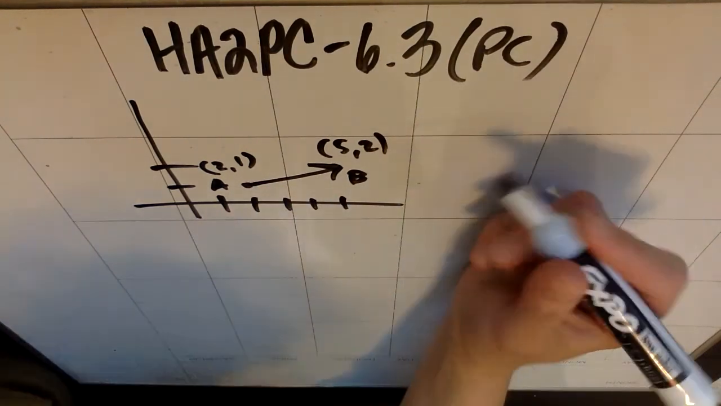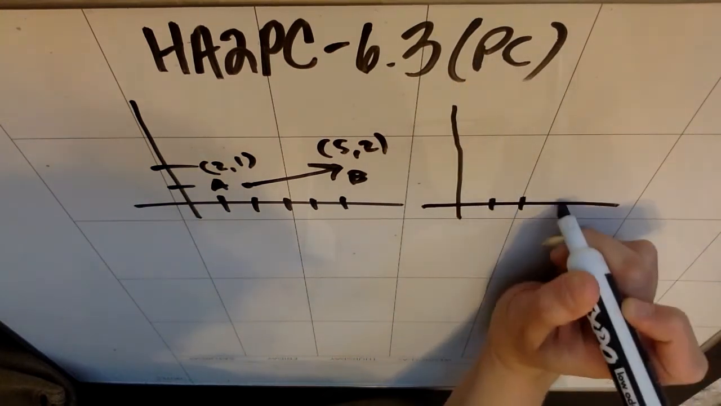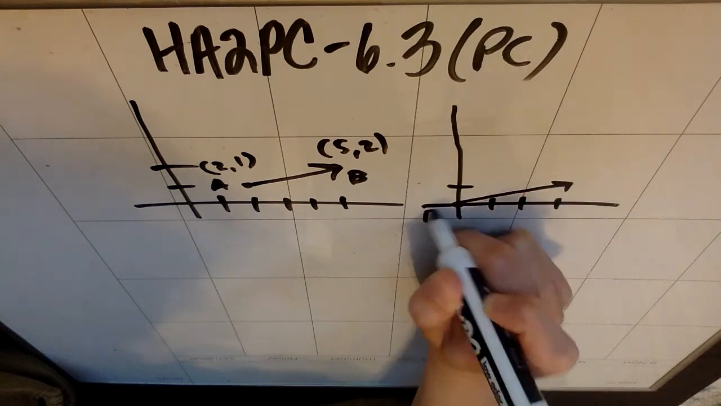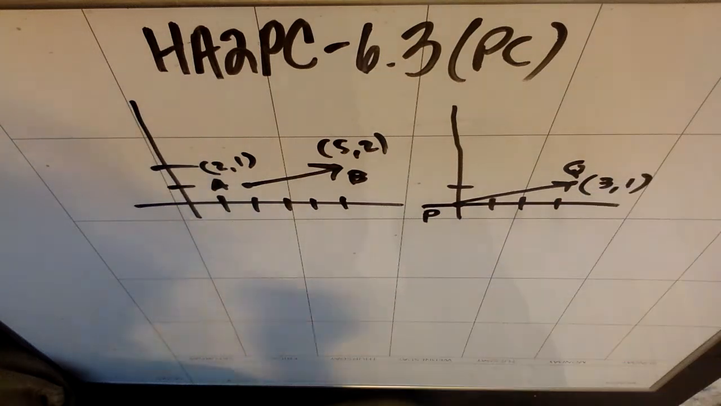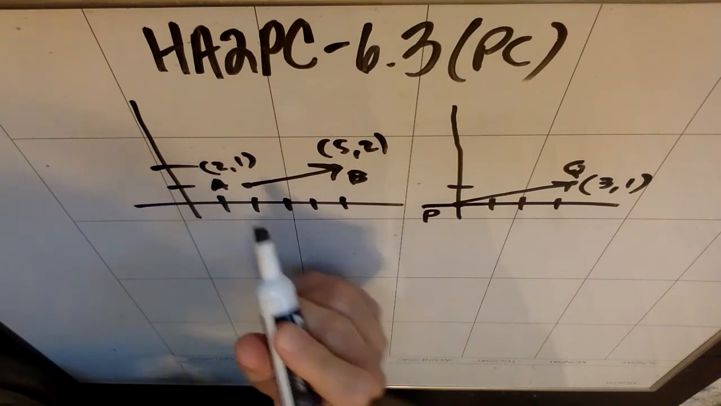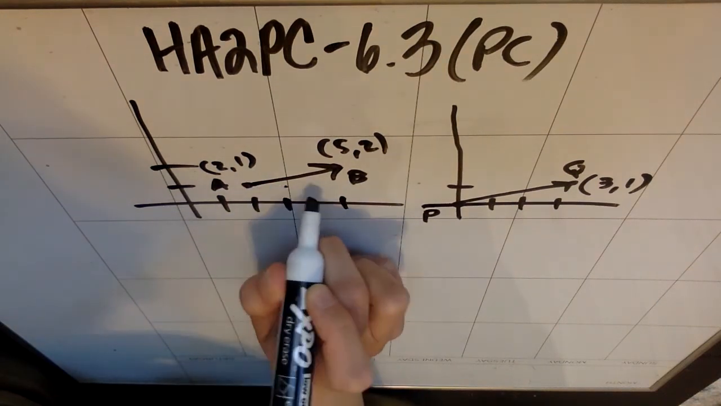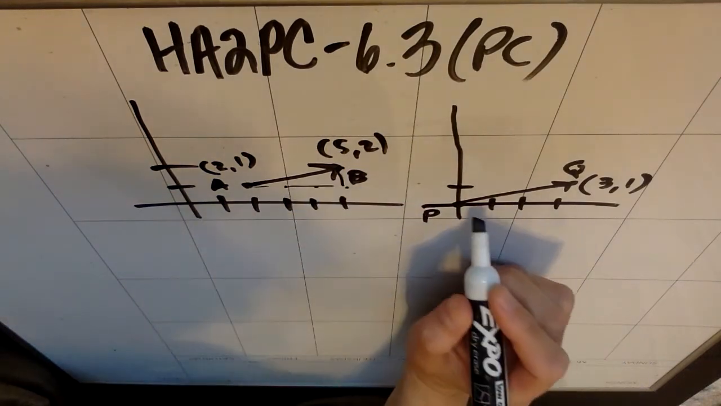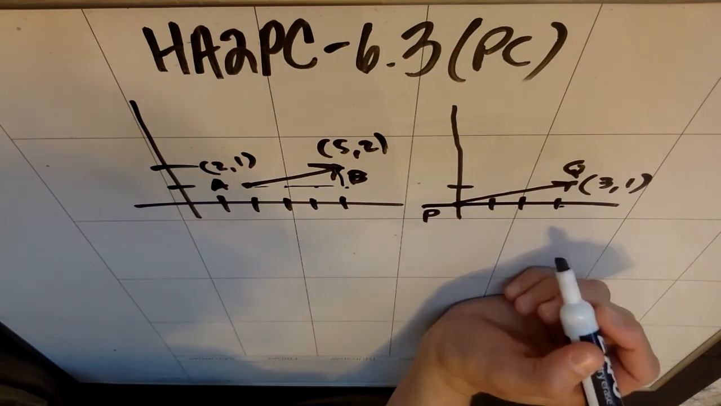But what I want to show you is a comparable vector that I'm going to call PQ, from (0, 0) to (3, 1). So PQ starts at the origin and ends at the point (3, 1), right? I didn't do a great job of drawing exactly the same scale here, but you'll notice vector AB goes over 3 units and up 1 unit to get to B. And vector PQ does the same thing. You go from P to Q by going right 3 units and up 1.